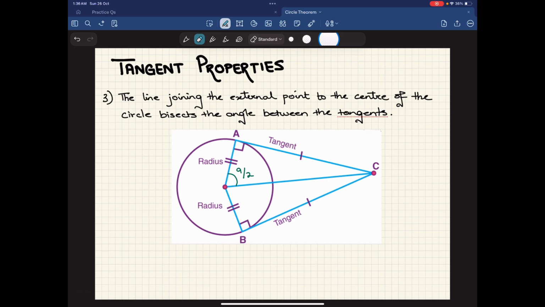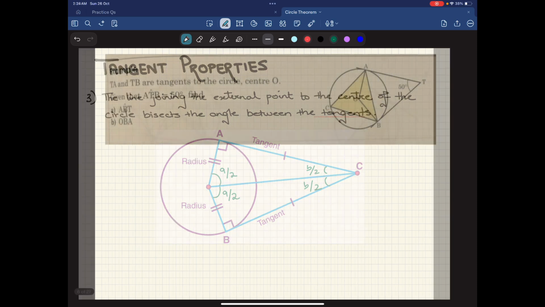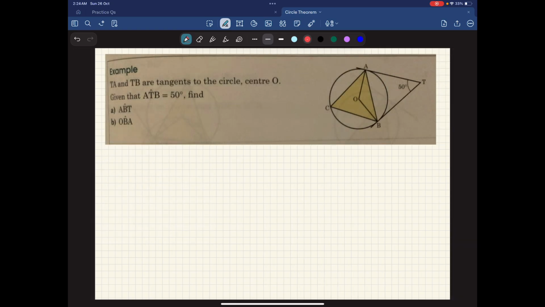So let's write this down. This is A over 2, B over 2, B divided by 2. Okay. Let's put these properties to application.